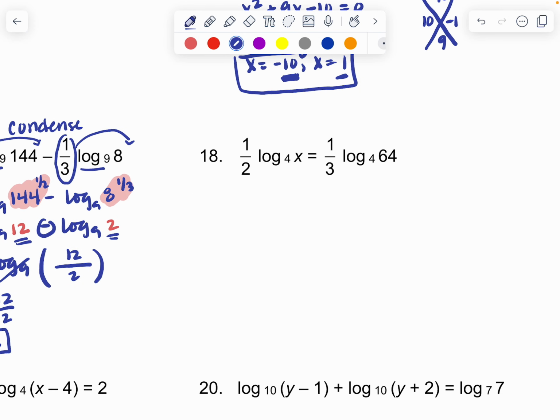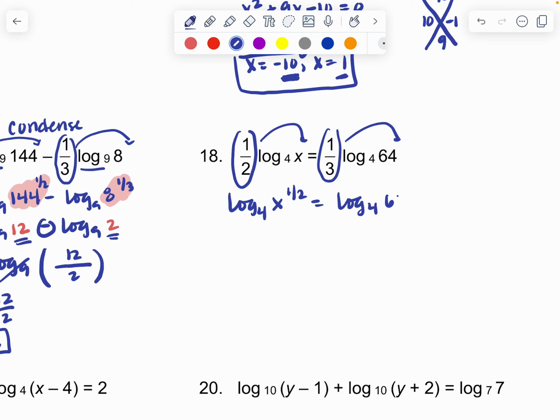There is only one log on the left and one log on the right, but I can't cancel them out with these guys in front. I need to bring them back up to where they were before. So let's go ahead and do that. So this is log base 4 of x to the 1/2 equals log base 4 of 64 to the 1/3. Now there's one log on the left, one log on the right. So I'm left with x to the 1/2 equals 64 to the 1/3.